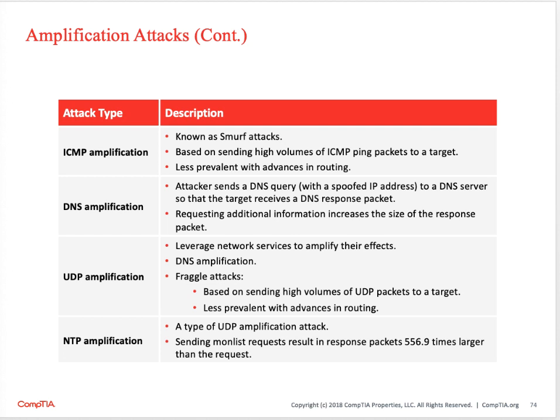Then we have NTP amplification. That's Network Time Protocol. NTP is a UDP attack, and if the attacker spoofs an IP address and sends what's called a monlist request to the NTP server, the response is going to be 500 times larger than the initial request. So if we send a whole bunch of bots to make NTP requests, the victim is going to quickly get overloaded, with the server responding with 500 times larger packets.